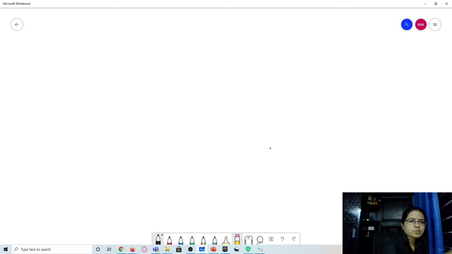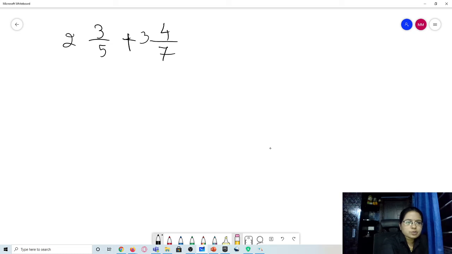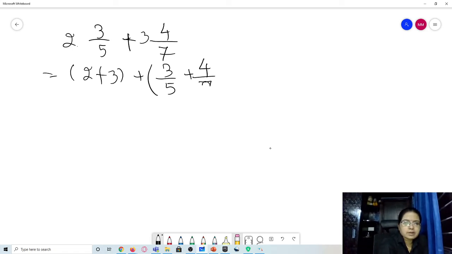Now addition of mixed fractions: 2 and 3 divided by 5 plus 3 and 4 divided by 7. How to add these mixed fractions? Just add the whole numbers separately, 2 plus 3, and add the fractions separately, 3 divided by 5 plus 4 divided by 7. 2 plus 3 is 5. 5 plus 3 divided by 5 plus 4 divided by 7.